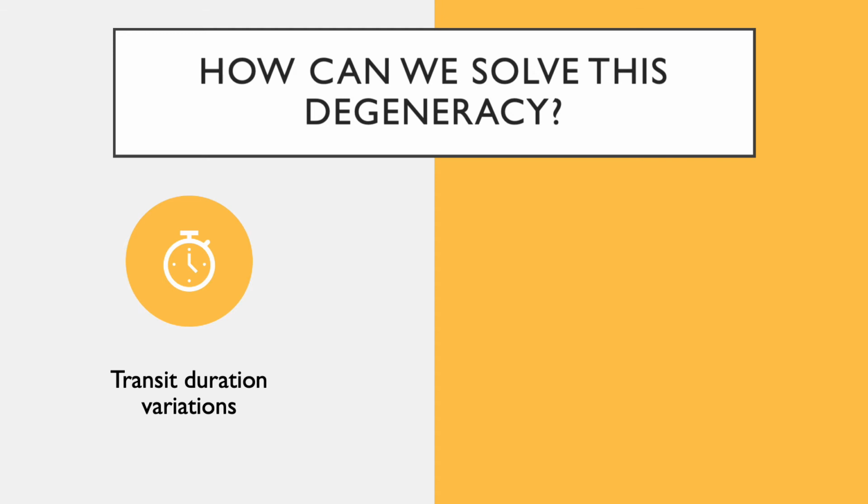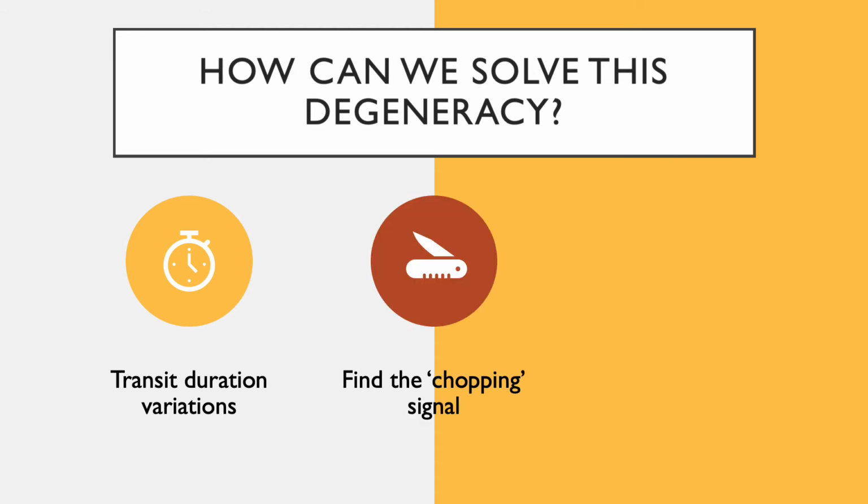Another way to try to solve this would be to use the TTV chopping signal. So the TTV chopping signal is a short period signal that depends only on the planet masses rather than the eccentricities. And so if you can find the chopping signal in addition to the sinusoidal overall TTV signal, then you can get some independent measure on the mass as well as the mass and eccentricity. And then you can detangle those to try and find independent constraints on mass.